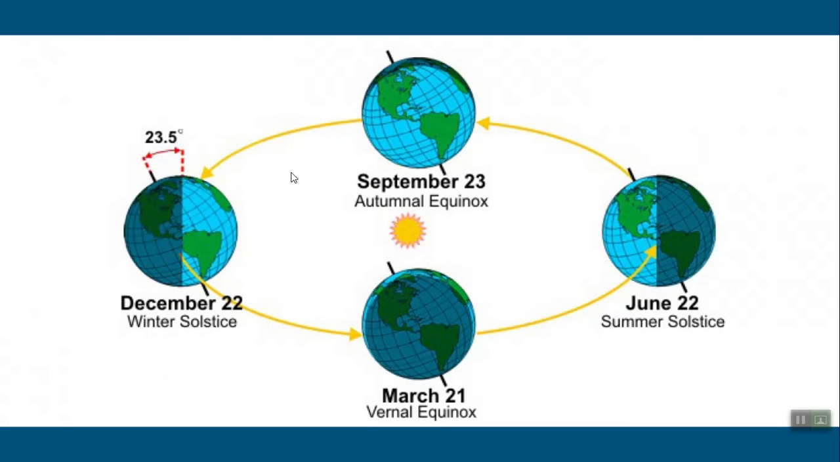The other thing you notice, way on the opposite side, is that now the North Pole is in total darkness, whereas the South Pole is in total light. That means in the northern hemisphere, this is winter. In the southern hemisphere, this is summer. This is winter solstice in the northern hemisphere, around December 22nd.